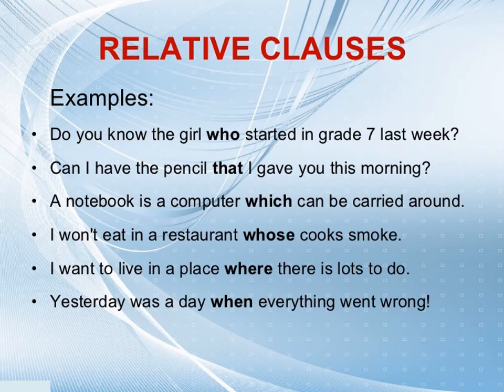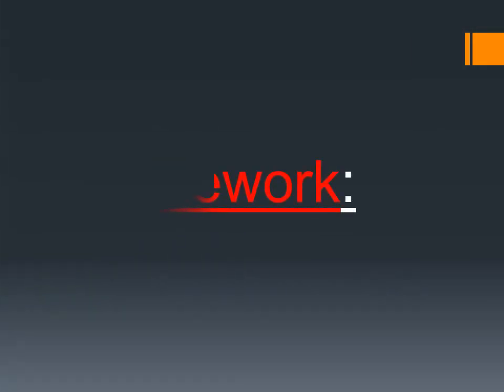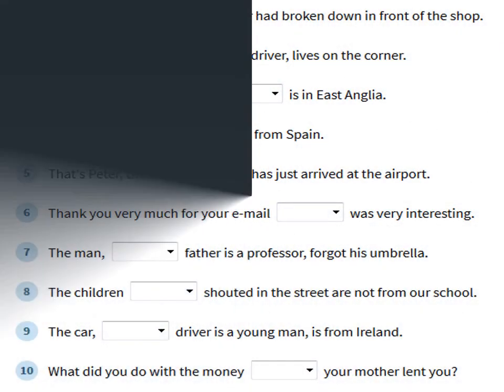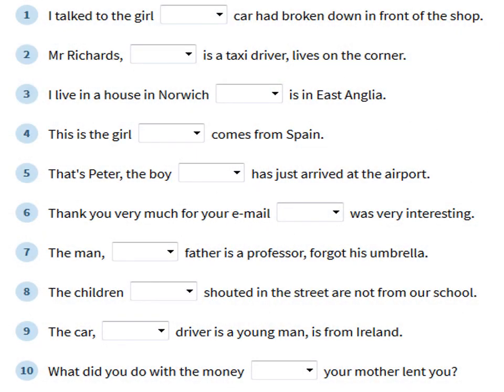So when to express about time, where, place, whose, position, which, something, that, someone or something, people or objects, and who, people only. Finally, we have a warm-up question. We have 10 sentences. You have to read these sentences and write the suitable relative pronoun.